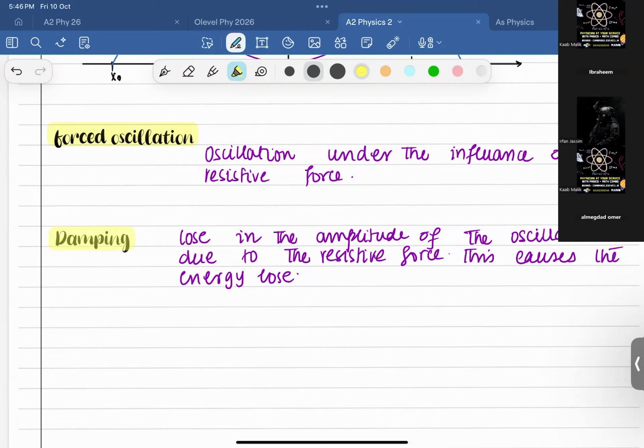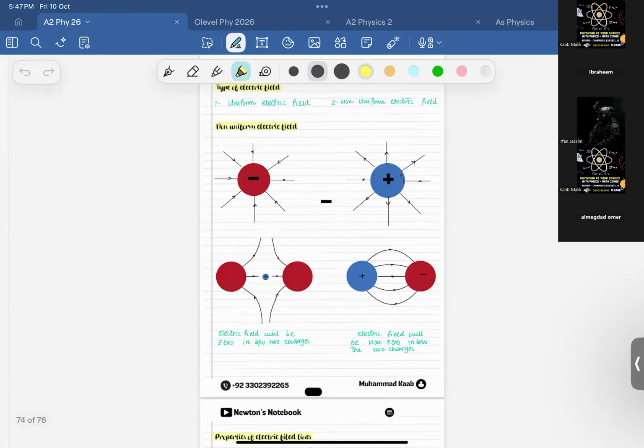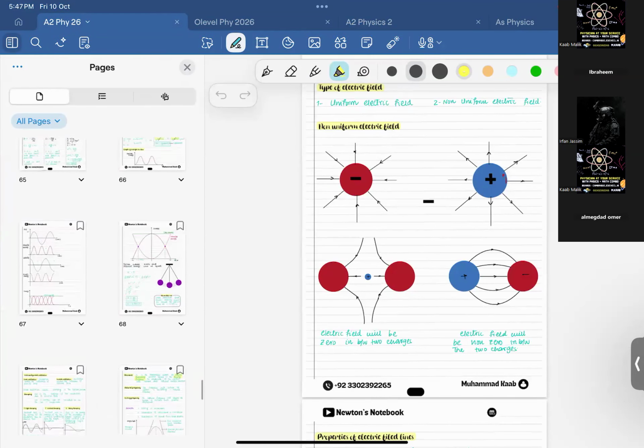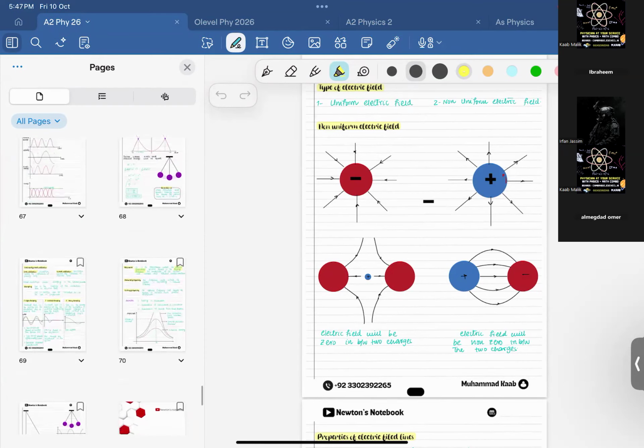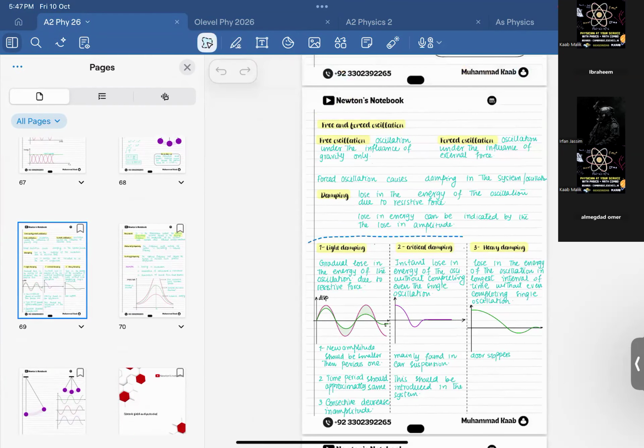So is that clear, guys? Okay. So by the way, damping has three types, which I am going to copy paste right here. So this is the light damping. One of them is light damping, right? Not low, light damping.